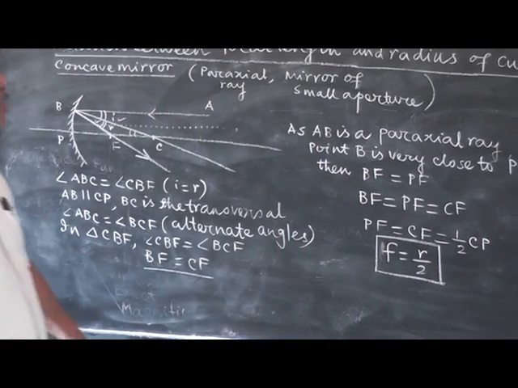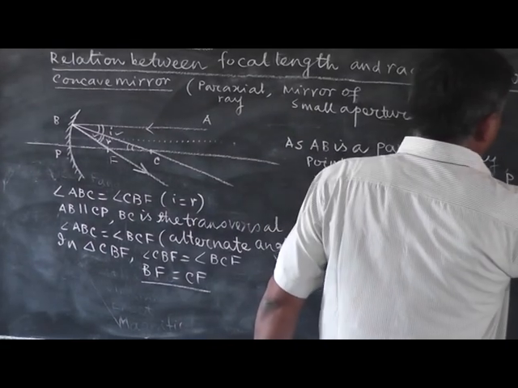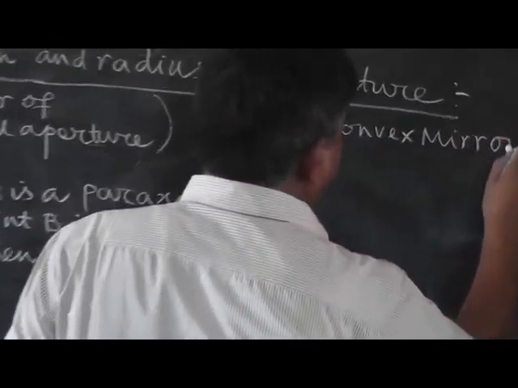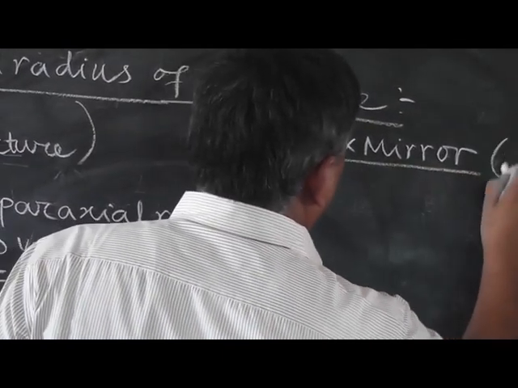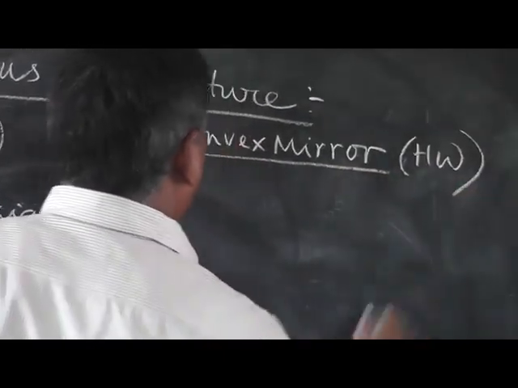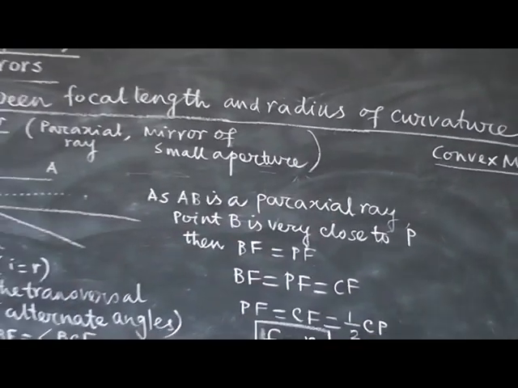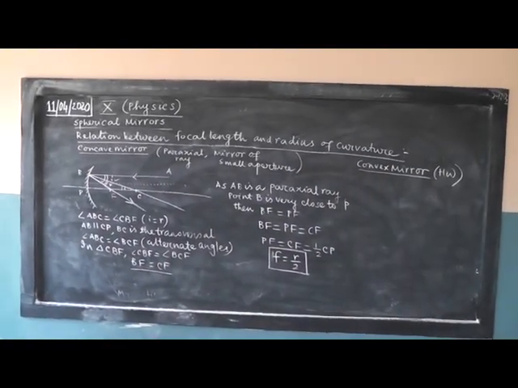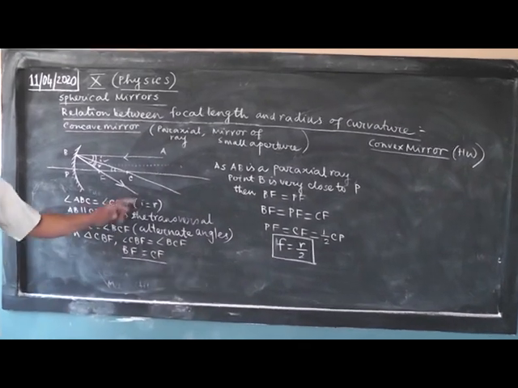Similarly, you can do it for a convex mirror. Obviously, take this as your homework. For a convex mirror, obtain the relation between the focal length of the mirror and the radius of curvature, that is, F is equal to R by 2.